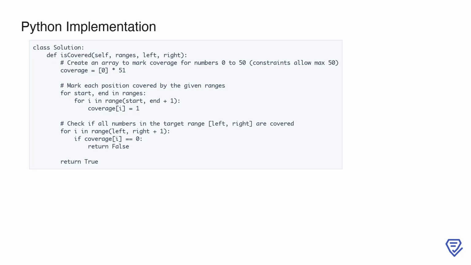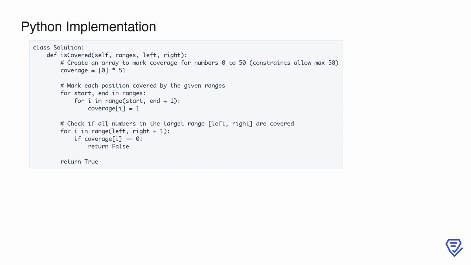2. Marking coverage. Using a loop, we iterate over each range in ranges. For each range, start to end, we mark the positions in the coverage array as 1 for all indices between start and end, inclusive. This ensures that all numbers within any given range are marked as covered. 3. Checking the target range. Next, we check each number in the target range [left, right]. If any number in this range is not marked as 1 in the coverage array, it means that number is not covered by any range, and the function returns false. 4. Return true. If the loop completes without finding an uncovered number, the function returns true, indicating that all numbers in the target range are covered.